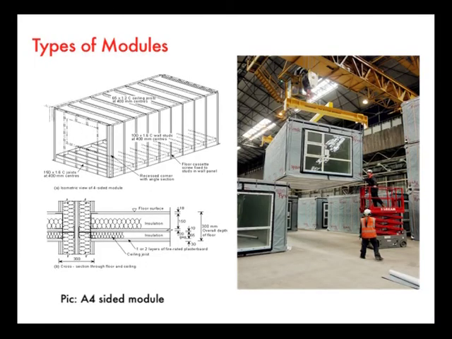And before that, we will take a sneak peek at the different types of modules which are available. Like I said earlier, the types of modules can range from a simple wall component to a 3-dimensional, 6-sided overall room module. One such module is called a 4-sided module, where it has all 4 sides. You can see in this picture how it is being hauled.